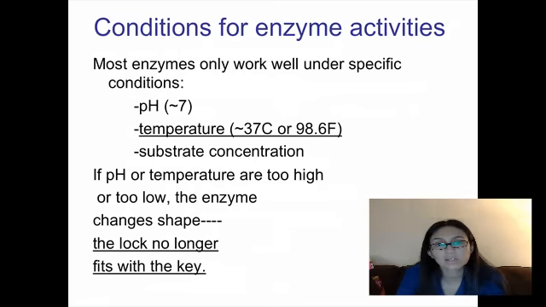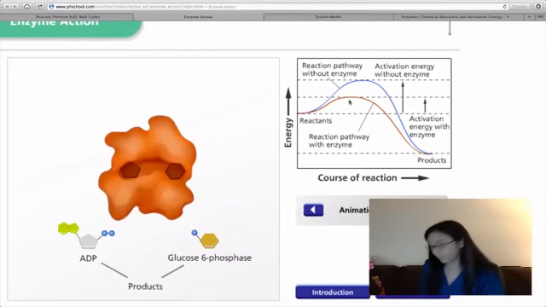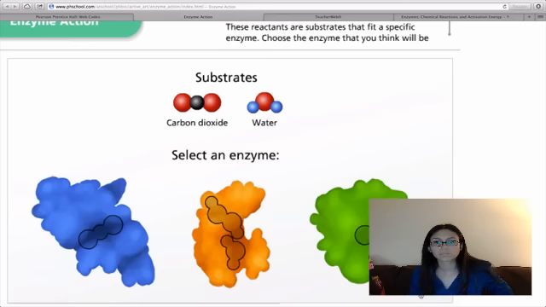So let's go ahead and take a look at this internet example here. Okay, so this sums up everything we learned about enzymes so far. So here we have two chemicals, two substrates, reactants, what we're going to start with, and then here are three different enzymes. So here's one enzyme, two enzymes, three enzymes.